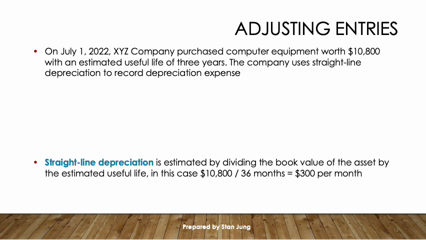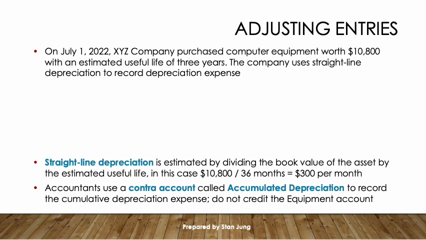The second concept I need to explain is the notion of a contra account. So for purposes of recording depreciation, the associated credit entry is going to be credited to a contra account called accumulated depreciation. This contra account is a special account and it is tied specifically to the computer equipment account, and it has no other use other than to record depreciation for the computer equipment account. When we do our accounting for depreciation, we do not credit the equipment account.